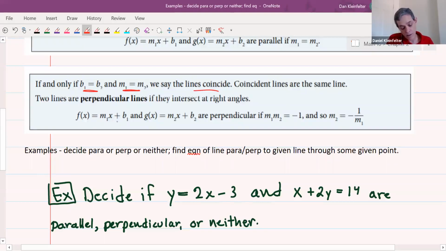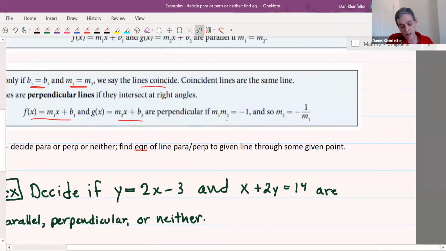For perpendicular, if we've got two functions, m1x plus b1 and m2x plus b2, they're perpendicular if the product of their slopes is -1. Or equivalently, the slope of one is -1 over the slope of the other. This is the negative reciprocal statement.